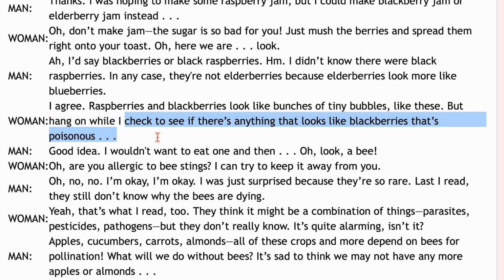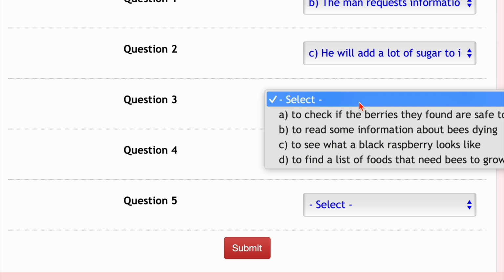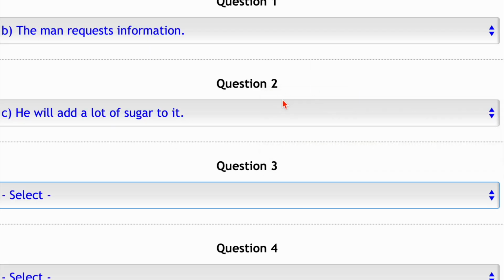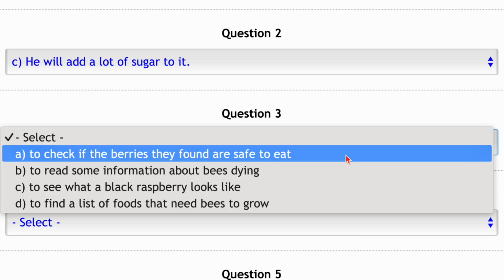So she's checking to see if anything that looks like blackberries is poisonous. Okay. So I didn't get all that answer there. Let's look at that one again. To check if the berries they found are safe to eat. So she's looking to see if it's poisonous. Poisonous means not good to eat. So yes, she's checking to see if those berries are safe to eat, okay?